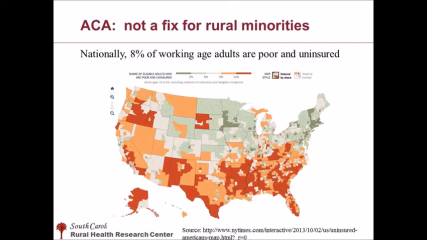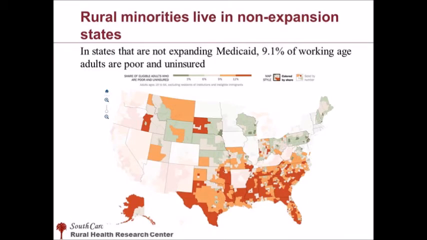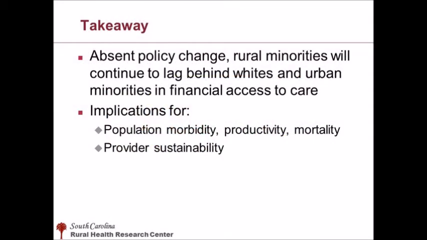Look at this slide. This is where working age adults are likely to be poor and uninsured. Here are the states offering Medicaid expansion. As you can see, they are generally not the states with high minority populations. And in fact, most rural minorities live in non-expansion states. There is no quick answer to the problem of minority disparities in financial access to care. Takeaway here is just what it says. Rural populations, and in particular rural minority populations, lag behind their urban brethren with regard to financial access to care.